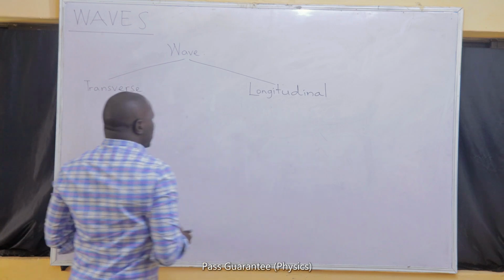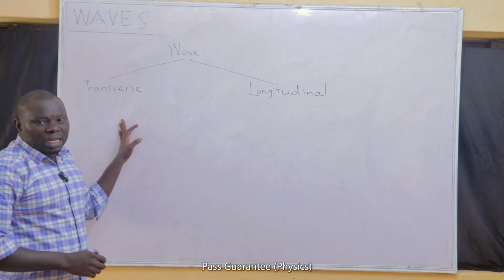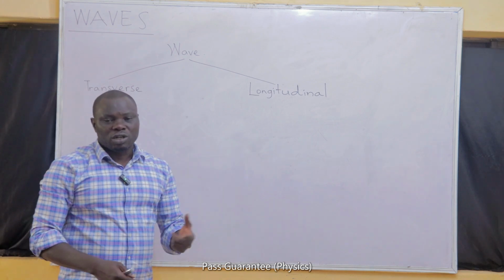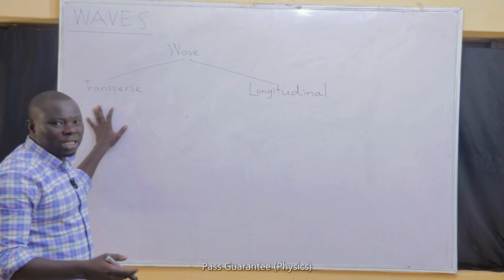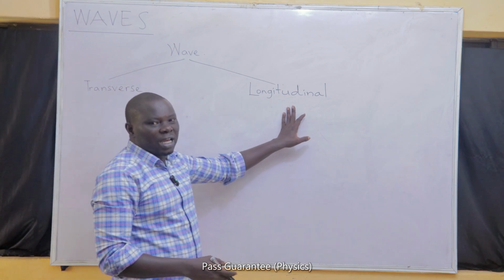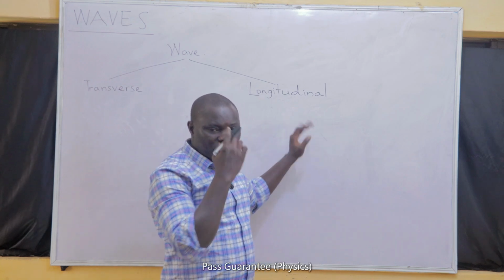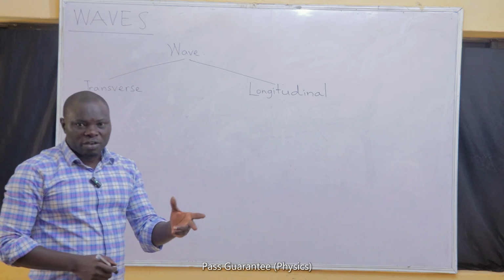Now, transverse waves are waves that move perpendicularly to the vibration of the medium. Longitudinal waves are waves that move parallel, or in the same direction, with the vibration of the medium. Generally, there are two movements on a wave.